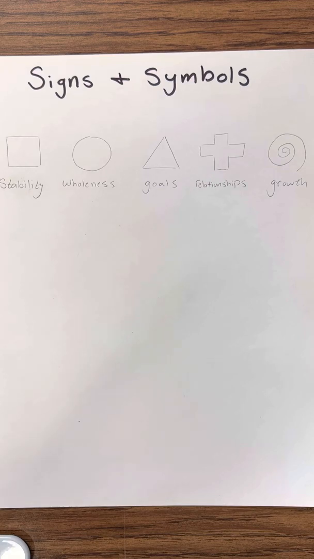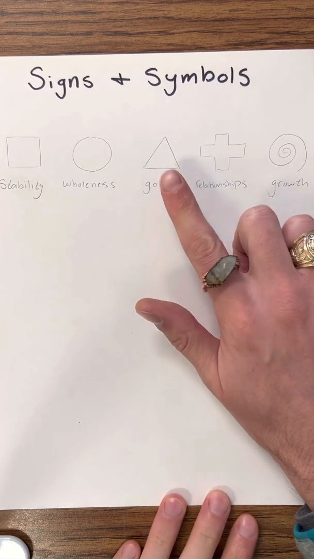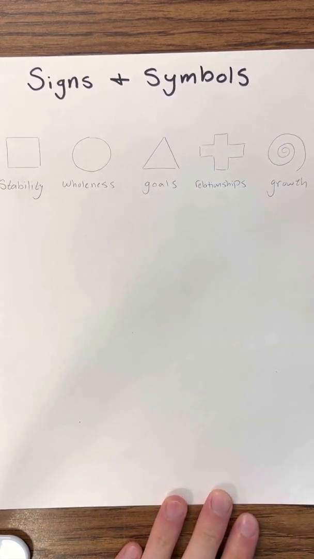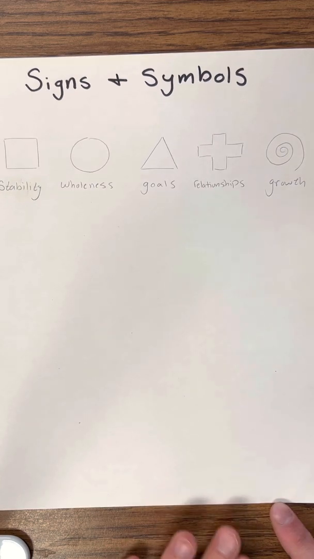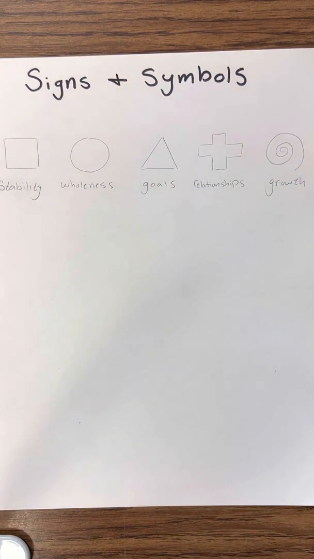A circle might represent wholeness, but with other cultures, a circle can also represent the sun, unity, heaven, or eternity. Triangles are often associated with goals, but did you know that if a triangle is pointed up like this, it can represent fire and masculinity, but if it's pointed down the other way, it can represent water or femininity. Triangles are also symbolic of dreams.